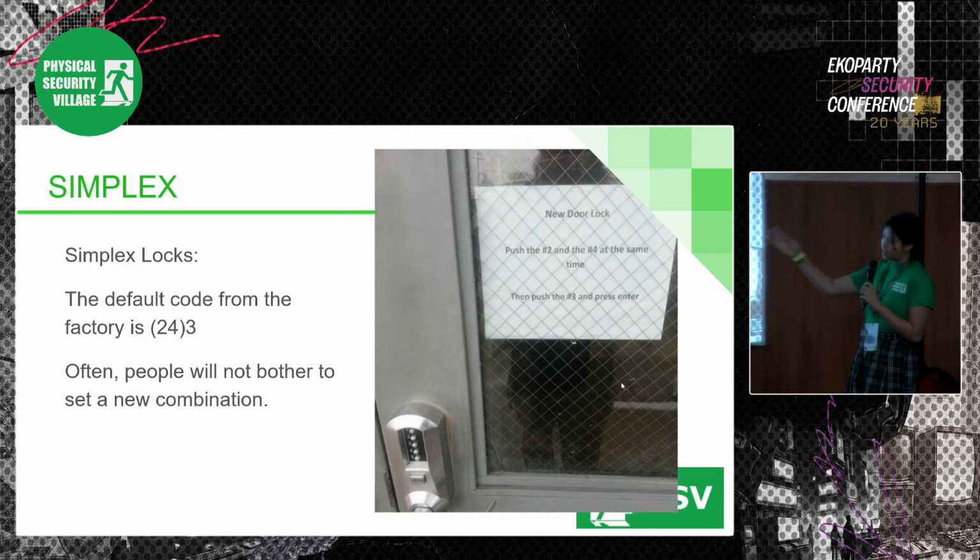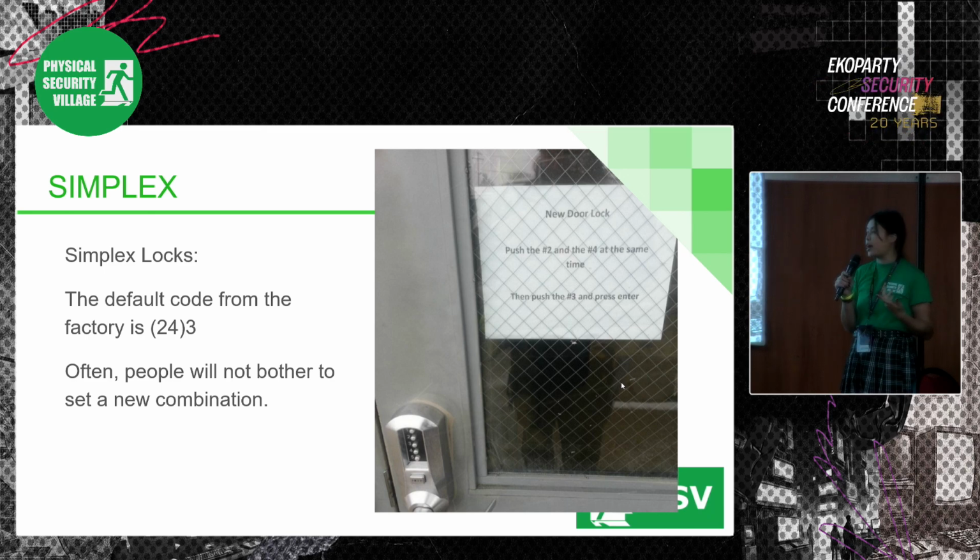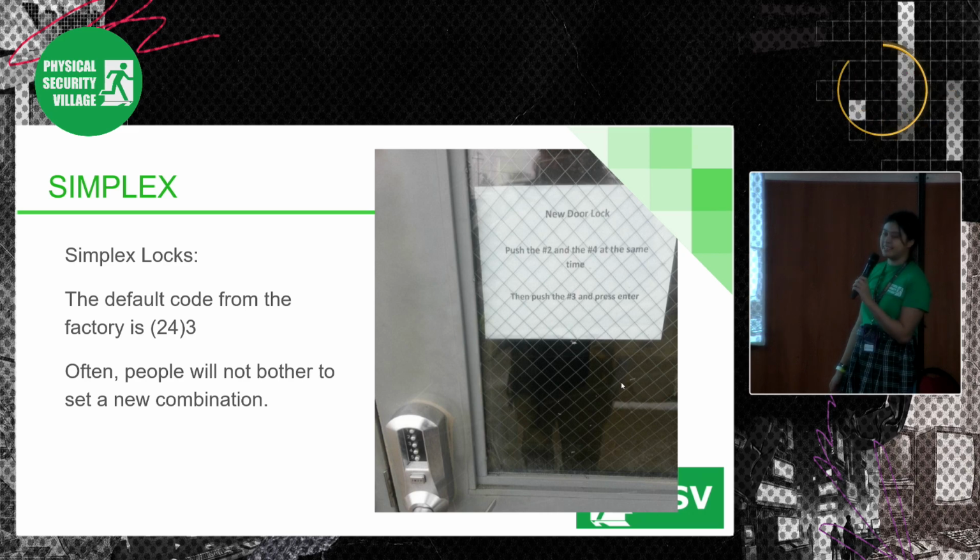Further to that, these kinds of locks here are made by Simplex. These are Simplex locks, and when they are manufactured in the factory, they set the default code to 2 and 4 at the same time, and then 3. A lot of the times, people will not bother to change the combination, and so you can actually go around and try that combination on a lot of Simplex locks, and you would be surprised by the number of times that it works. Also, sometimes people will just write the combination on the window for you. I don't know what the point in having a lock is, but sometimes you make choices.